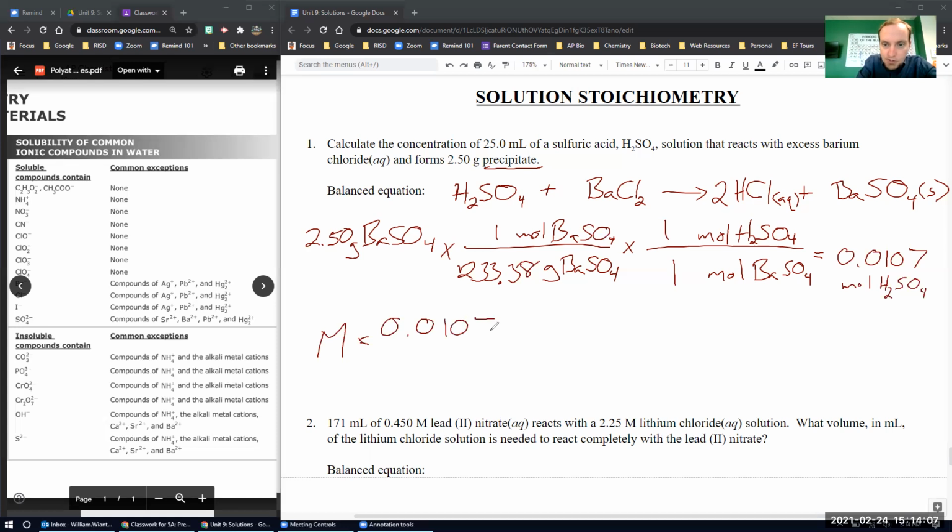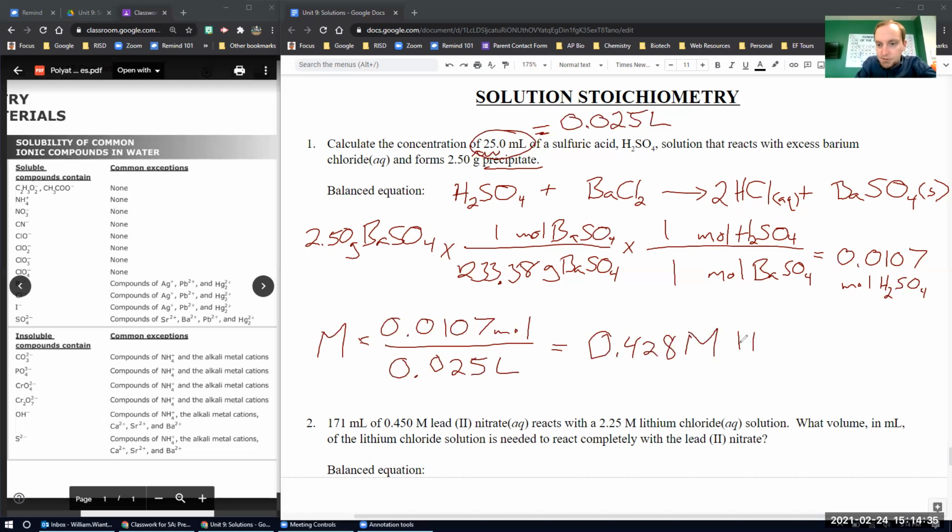My moles are going to go up here, and then my volume is going to go down here. Now, my volume is 250 milliliters. Again, that's the same thing as 0.025 liters. Again, why? Because I'm moving the decimal 3 spots to the left. So I'm going to go ahead and just put that here, 0.025 liters. So my molarity, once we get this all solved, is going to be 0.428 molar of sulfuric acid. So that's the final answer there.